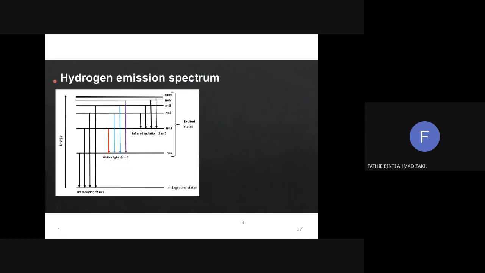Next, we look at the hydrogen emission spectrum. Here we can see the different types of electromagnetic radiation emitted as electrons transition from higher to lower energy levels. We have UV radiation, visible light, and infrared radiation. So we'll start by looking at electron transitions to n equals 1, which is the ground state. They correspond to UV radiation.